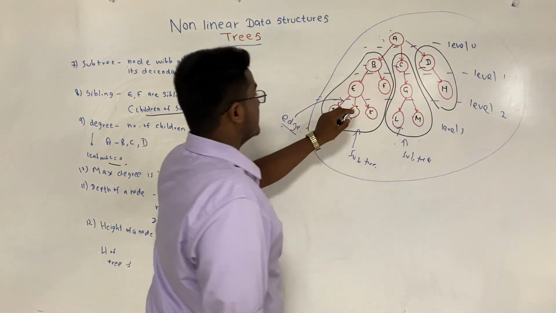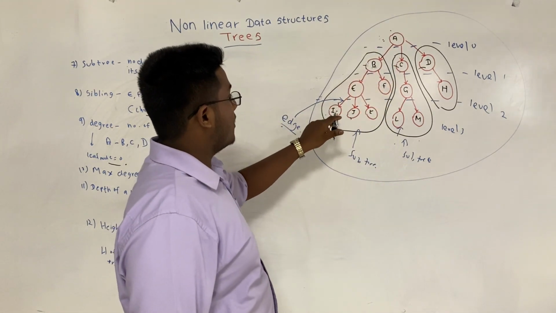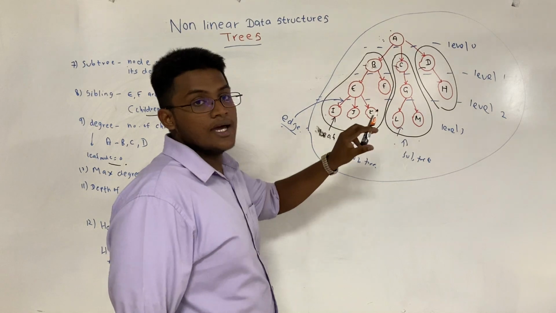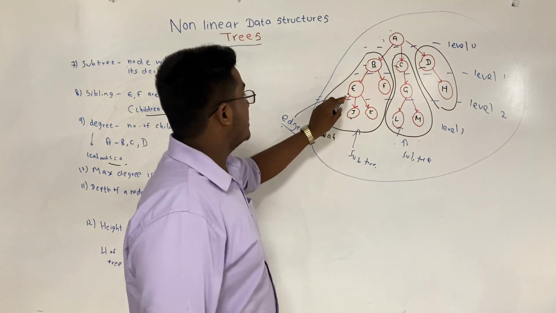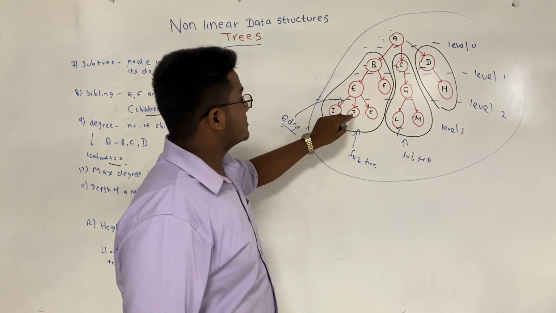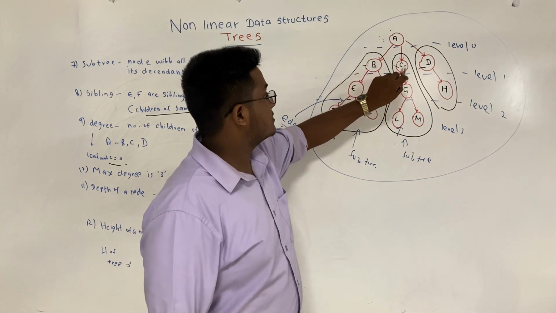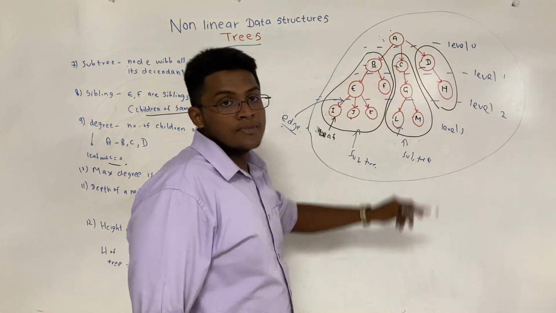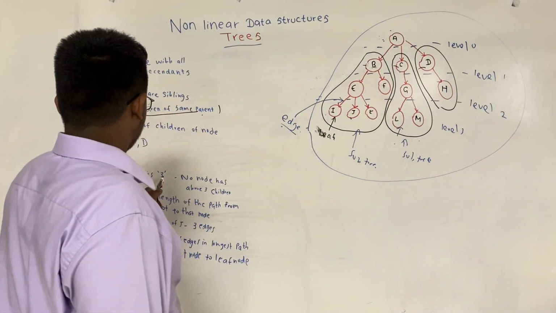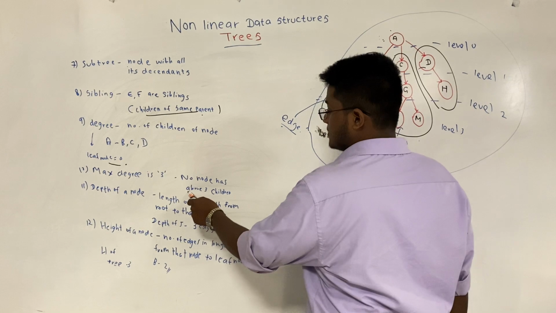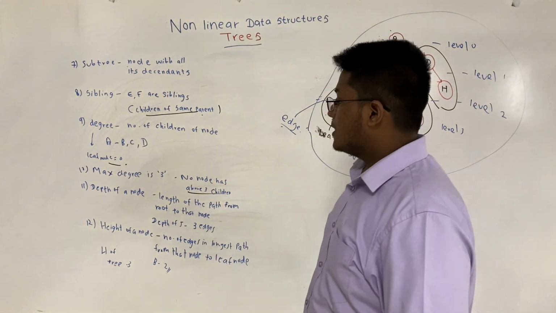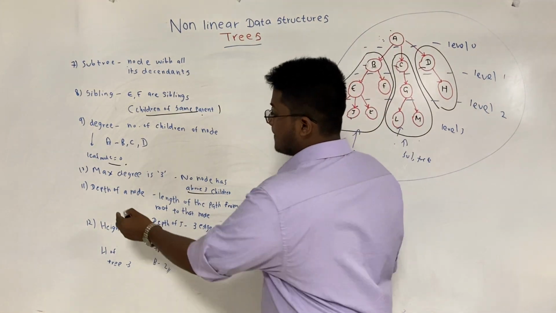Because every parent has only three children. There is no parent that has more than 3. E has 3 children, A has 3 children, likewise, right? The maximum degree is 3. No node has more than 3 children, right? Next, we are moving to depth.